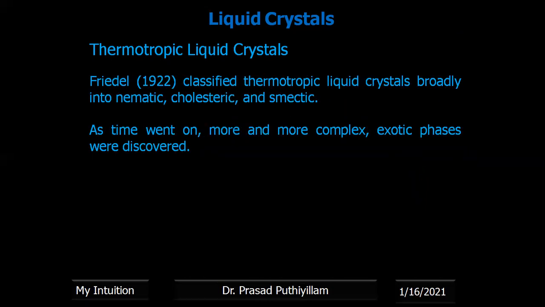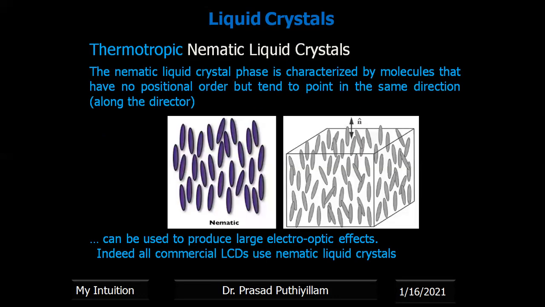It was in 1922 when Friedel broadly classified thermotropic liquid crystals as nematic, cholesteric, and smectic. And as new molecules and new liquid crystals are invented, more complex liquid crystal structures are there now. But still, we study nematic, cholesteric, and smectic in higher-level education also. Only in the research field do we have so many different types of liquid crystals.